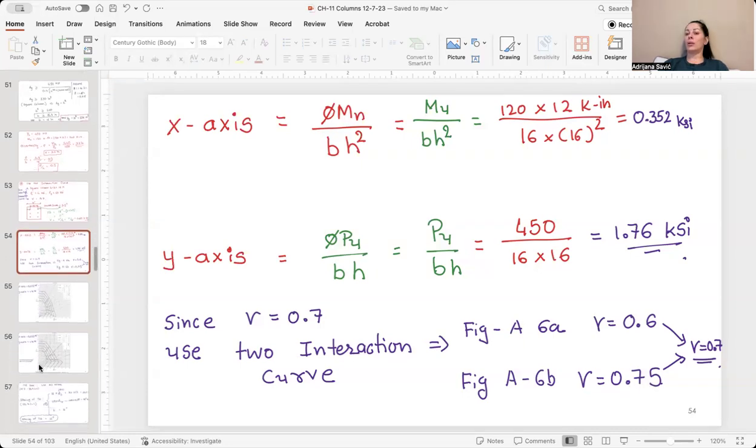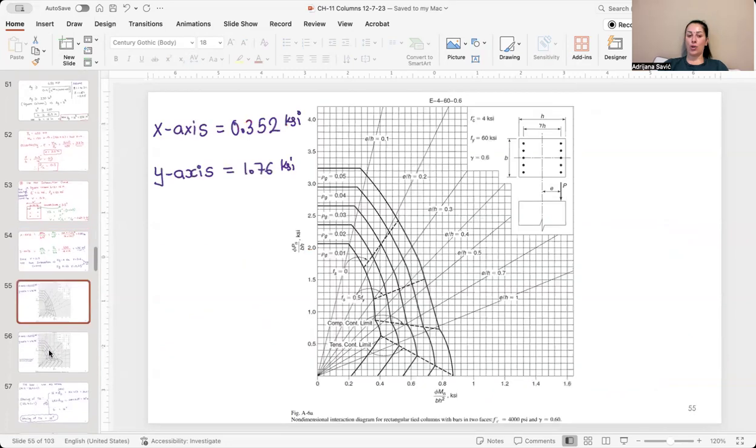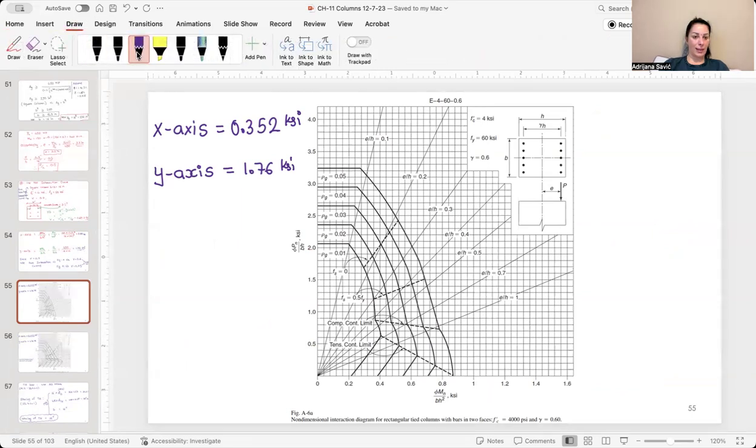So we need to determine what will be the reinforcement ratio. So how are we doing this? X is 0.352. So we have 0.2 and 0.4. Here is 0.3 and this one will be very close to 0.352. So that will be closer here. Let's stay like this. So this one is 0.352.